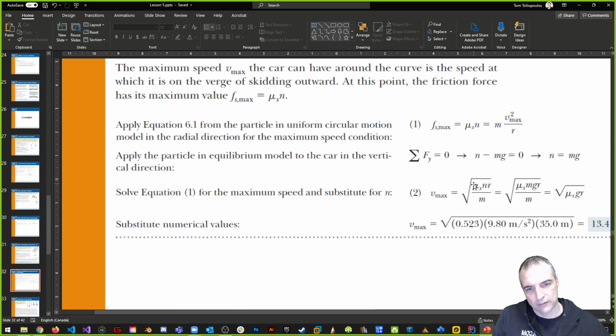And when we substitute normal force for mg, then we have mass over mass. We can cancel out the mass, right? And all we care about at the end is the coefficient of static friction times gravity times the radius. Take the square root of that, and that is our maximum velocity, or our maximum speed. Why? Mass is irrelevant for this equation. It cancels out because of this relationship.